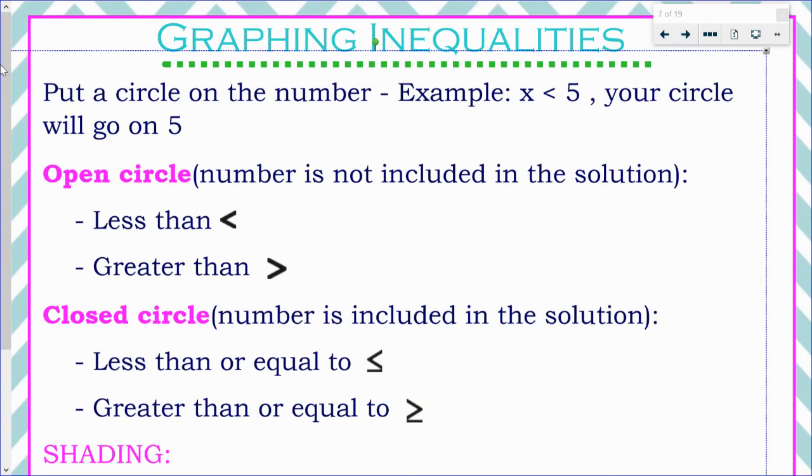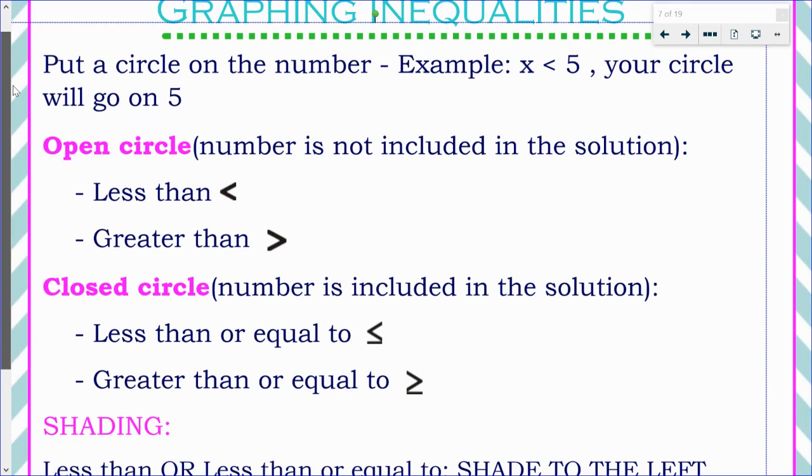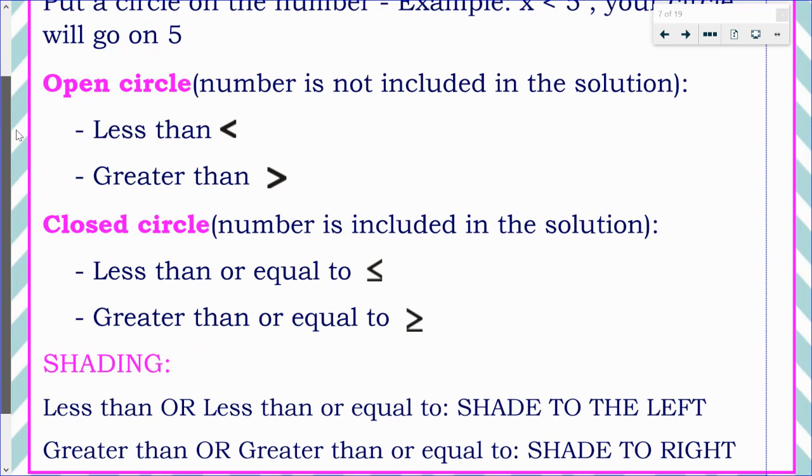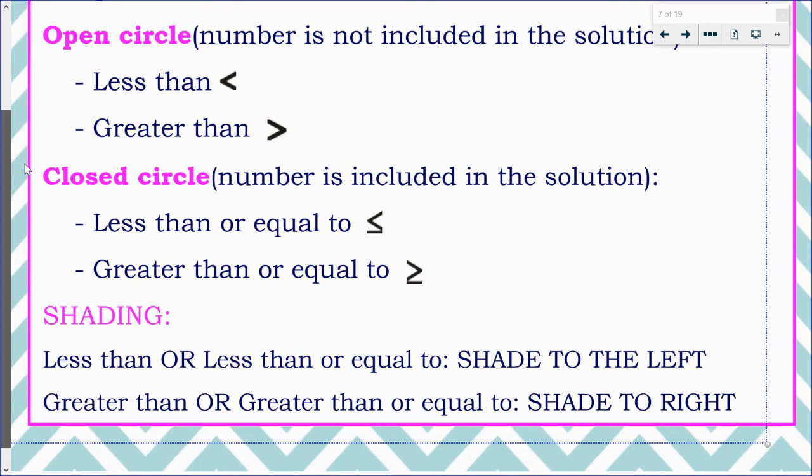So we have 2 more things just to go over today. I know it's a little bit of a longer lesson, but it's not bad at all. Graphing inequalities. We use an open circle for less than or greater than, and that means that number is not included in the solution. We use a closed circle for less than or equal to or greater than or equal to because you are including that number in the solution. Then for less than or less than or equal to, you're going to shade to the left. Greater than or equal to, you're going to shade to the right.